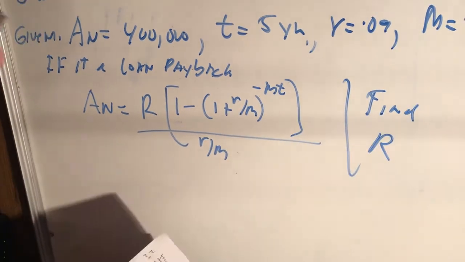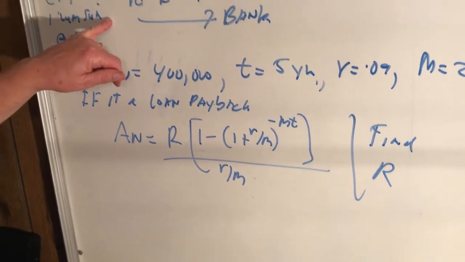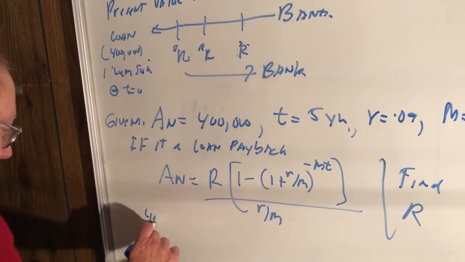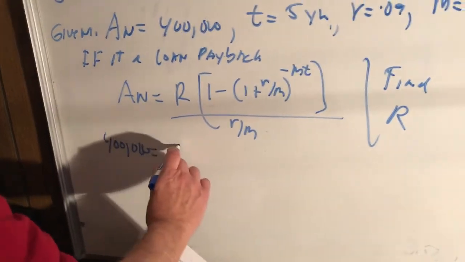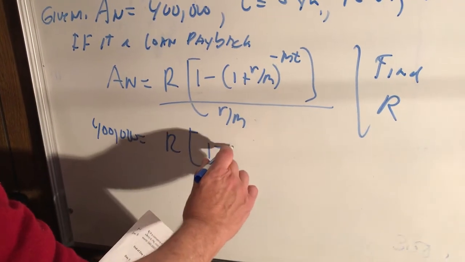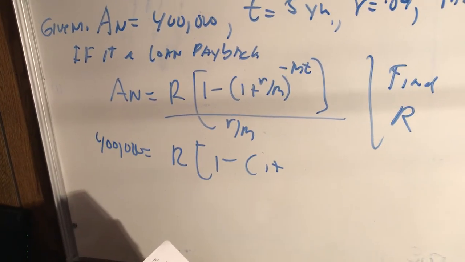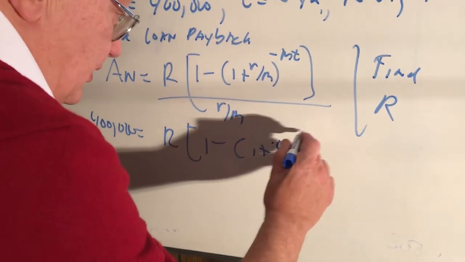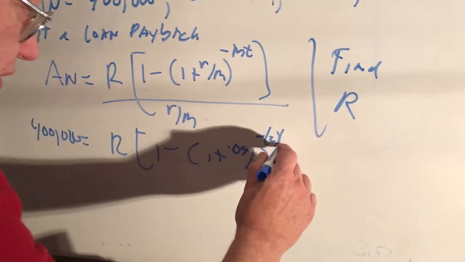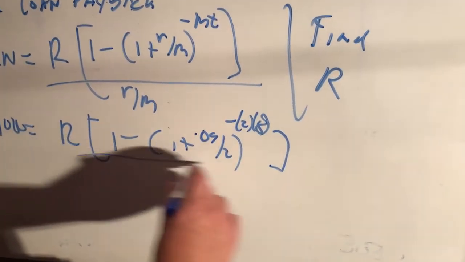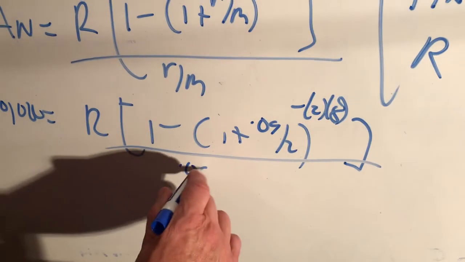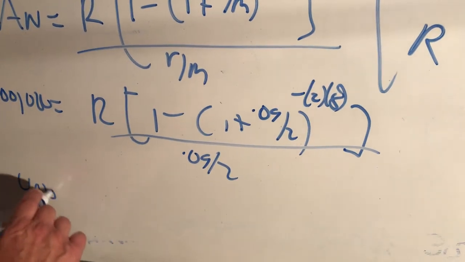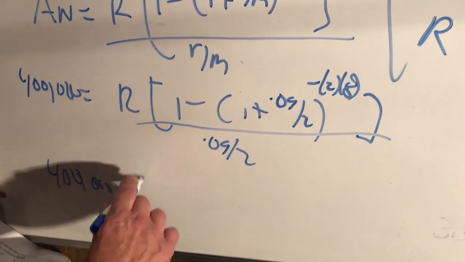Now, once again, this is not the problem I gave you, but this is another way the bank could have done this. So A_N is 400,000. They were given 400,000. That's the present value. 1 minus (1 plus 0.09 over 2) to the minus 2 times 5, divided by 0.09 over 2. Now, I haven't really done this, but I'm going to do it out. 400,000 is R.